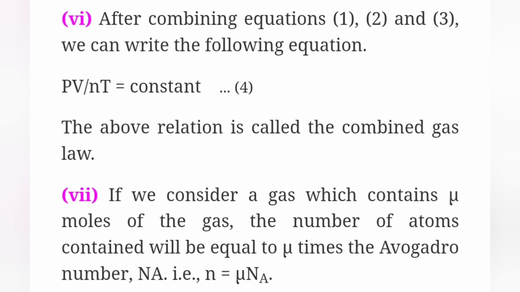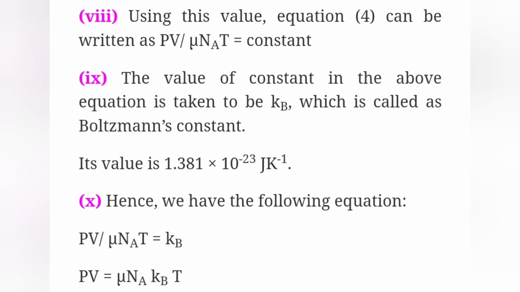If we consider a gas which contains mu moles of gas, the number of atoms contained will be equal to mu times the Avogadro number Na. Example, N is equal to mu Na. Eighth point, using this value, equation 4 can be written as PV by mu Na T equal to constant.